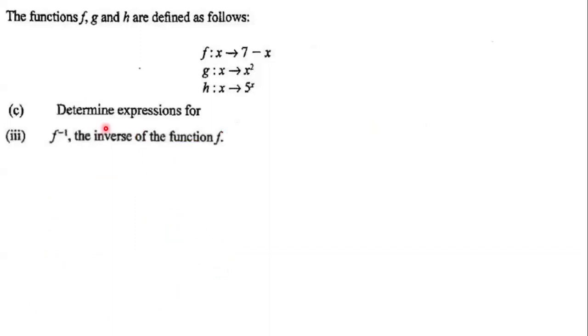Finally, we need to determine expressions for f inverse, the inverse of the function f. So we have to figure out what is the inverse of f. Now, f is defined as 7 minus x. The first thing that we're going to do is set f of x equal to y. So we have y is equal to 7 minus x.